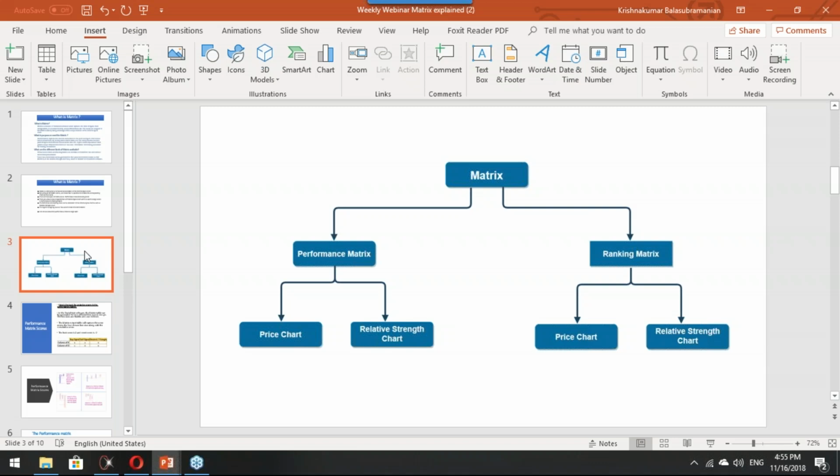So last week and this week, our discussion has been and will be confined to the performance matrix. We will get into the ranking matrix next week or the week after that. So until we have a very clear understanding about the performance matrix and how to use it, let's not get into the ranking matrix. Okay, is this making sense?